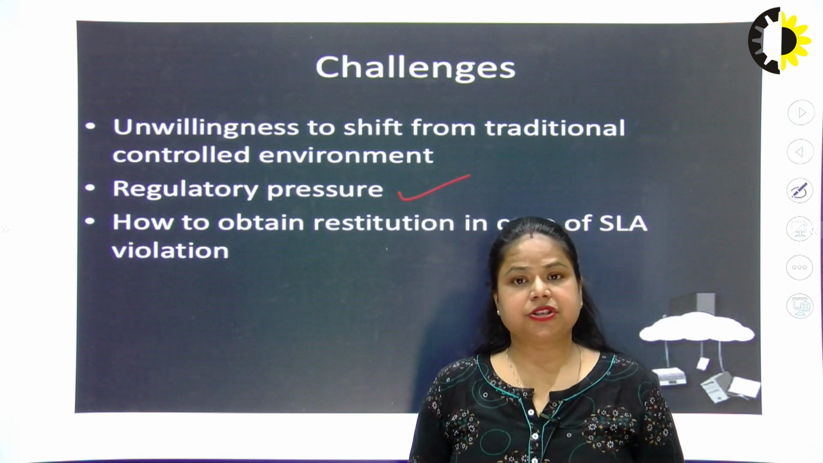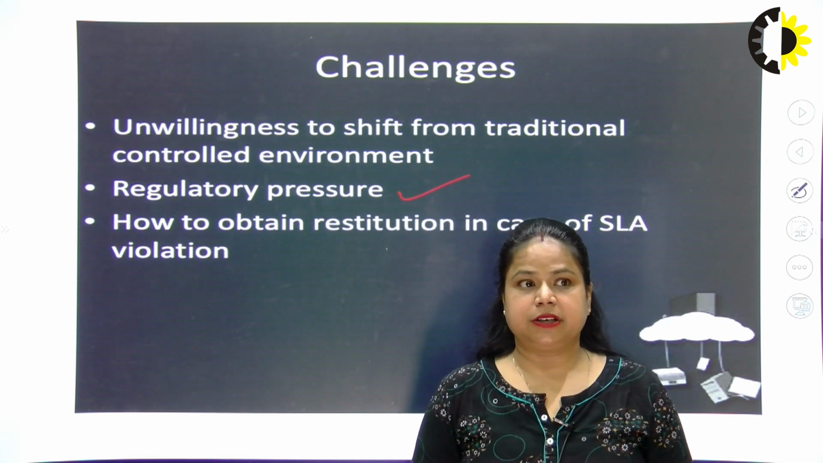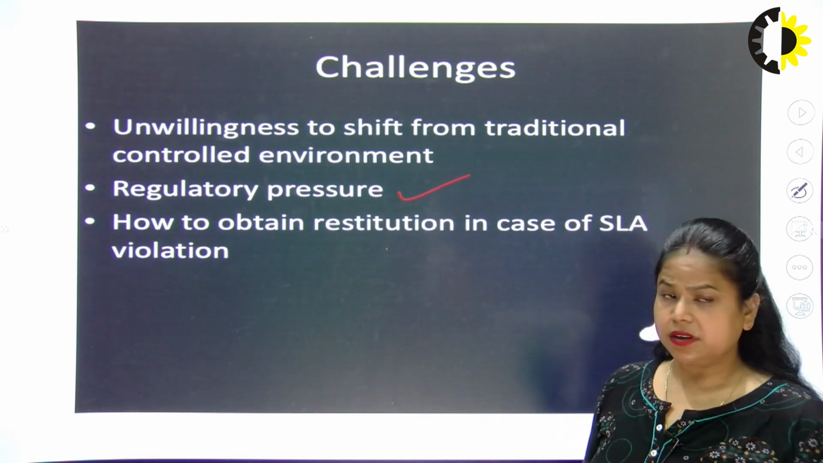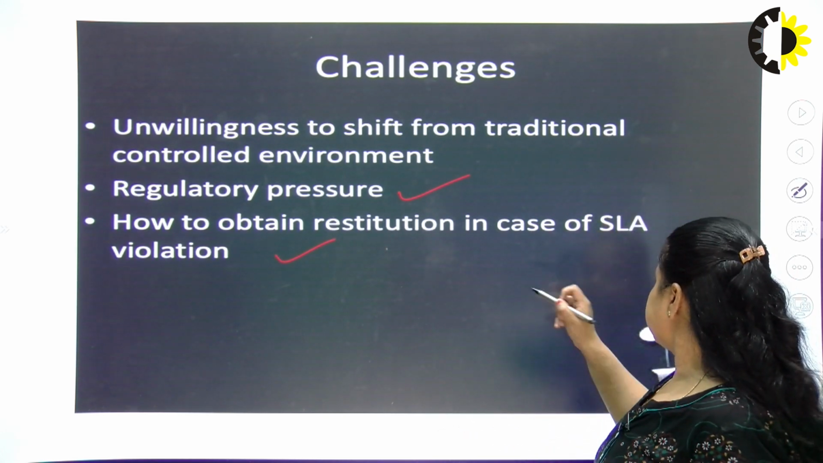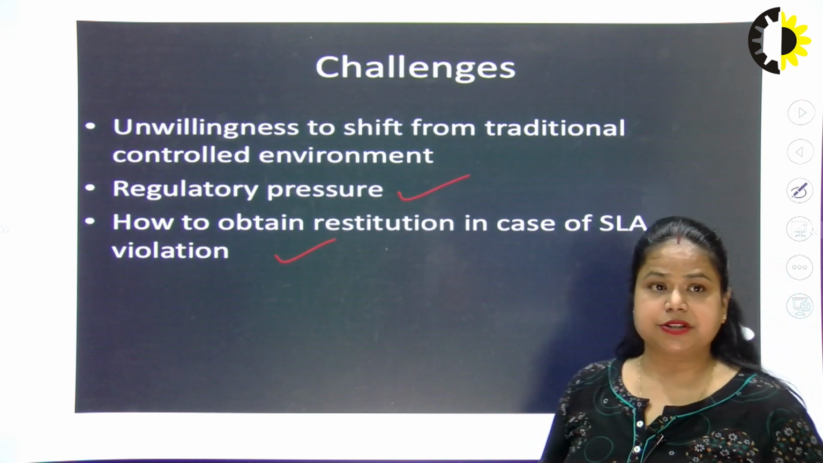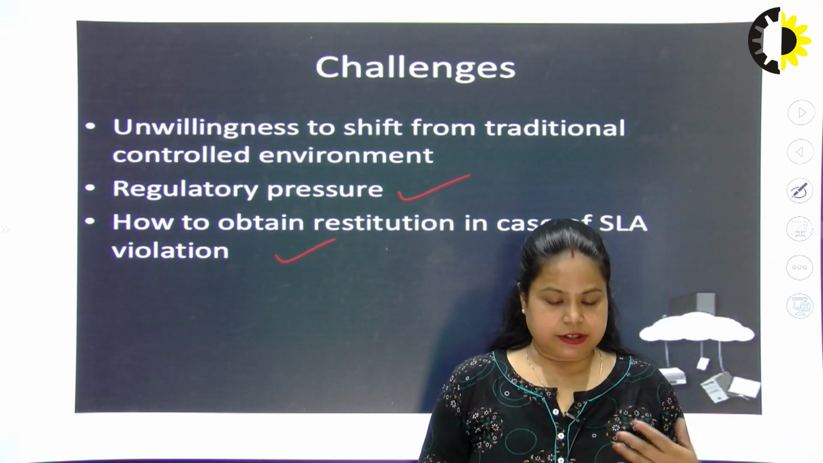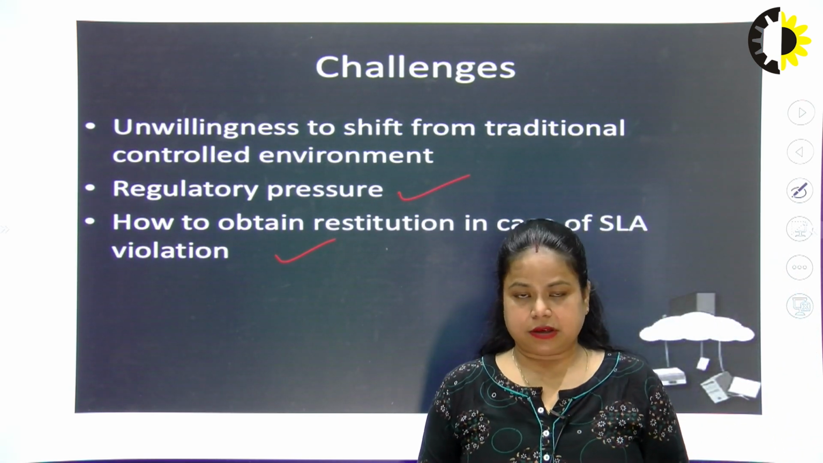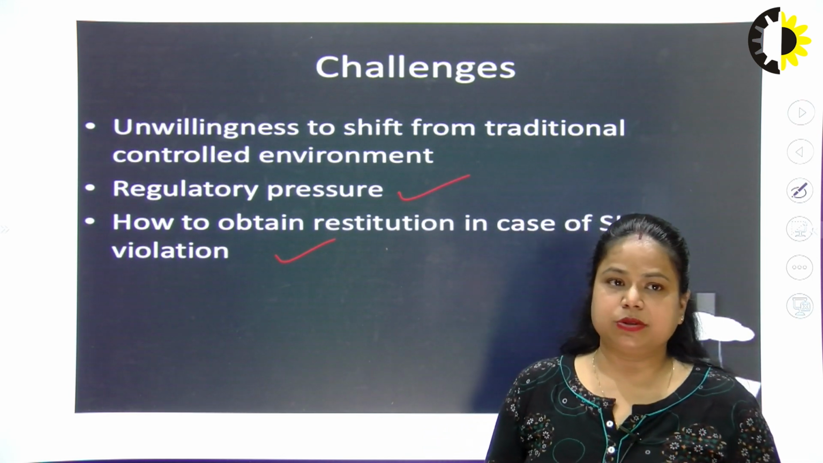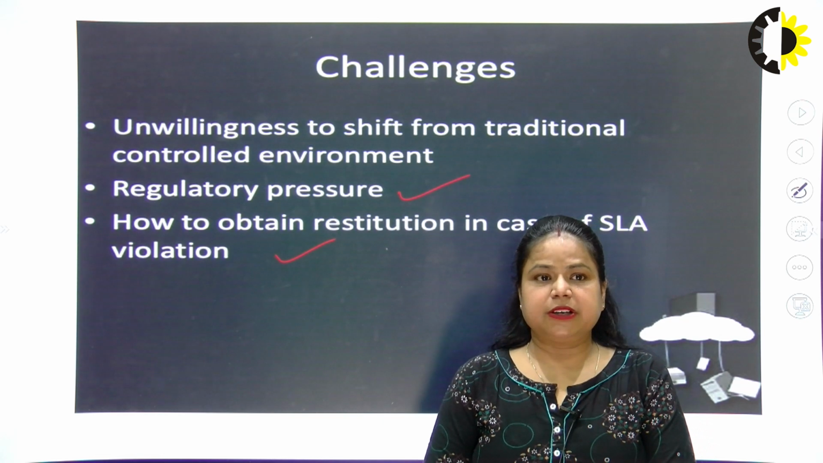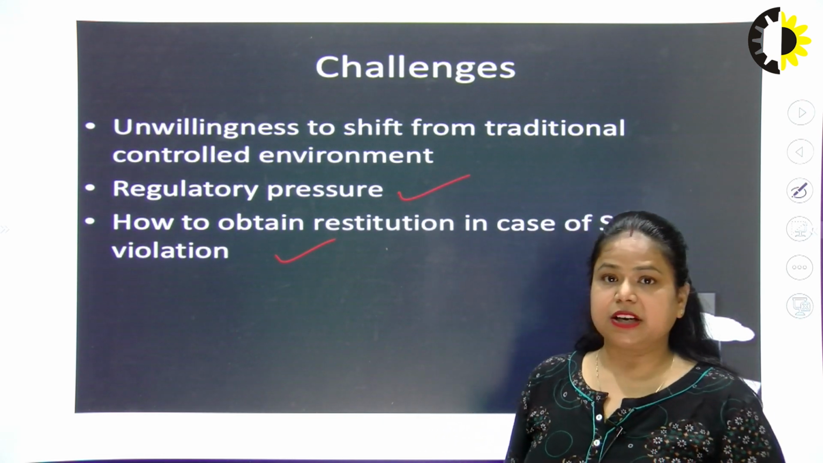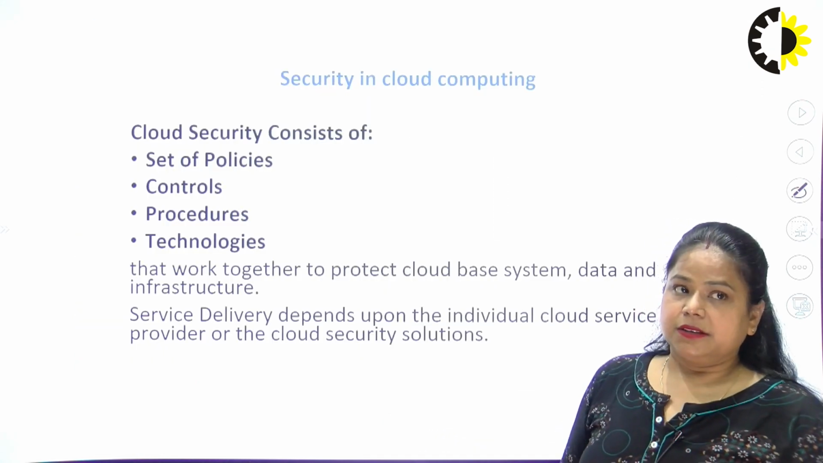We have to maintain the scheduling, we have to check the monitoring parameters, and so on, right? And the next is how to obtain the restitution in case of an SLA violation. Suppose if out of two parties, one is violating the rules and regulations, how we can accept that violation, how that particular violation works, we have to think about that parameter too, right?